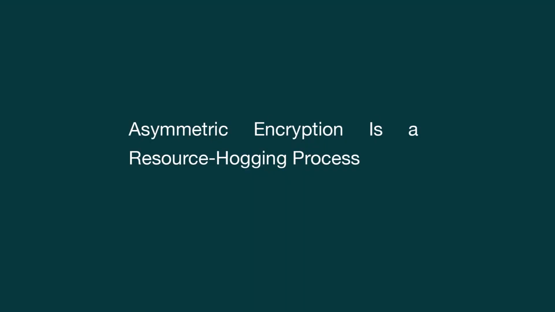Asymmetric encryption is a resource hogging process. Those massive keys are resource intensive, and that means encryption takes longer to accomplish. In other words, because the key sizes are larger and two separate keys are involved, the encryption and decryption process becomes slower.